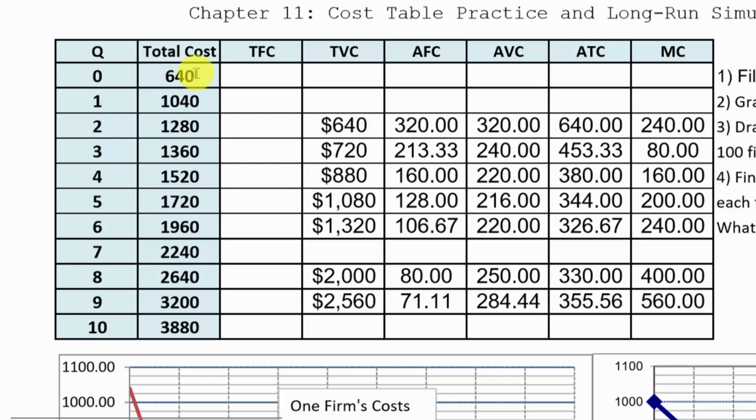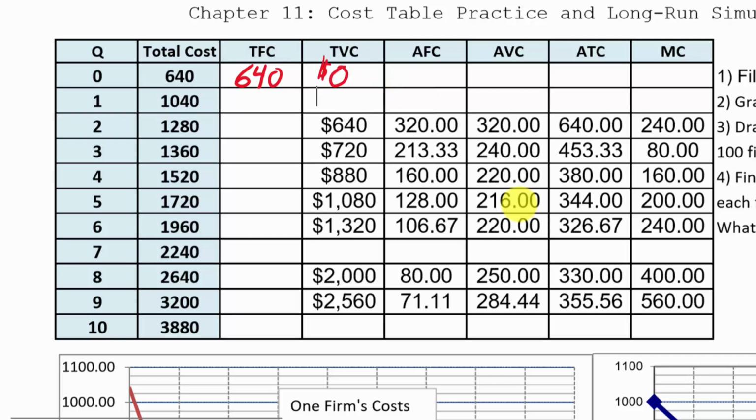How much are our total costs when we're producing zero? Because when we are producing no units, we can't be using any variable costs. Variable costs are the things we use more of when we produce more units. When we're not producing any units, we're not using anything that we're going to call a variable cost. Here, when we're producing zero, all of those total costs, $640, are fixed costs, and the variable costs are zero.